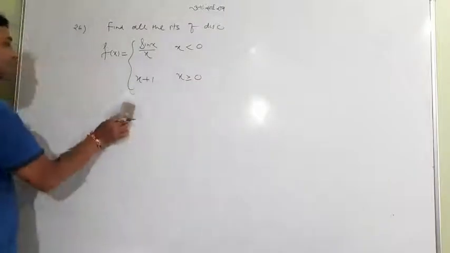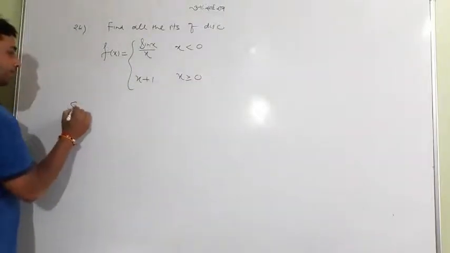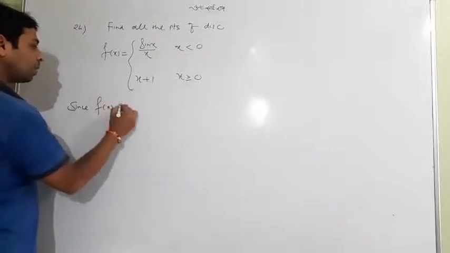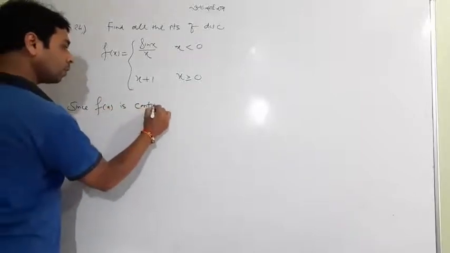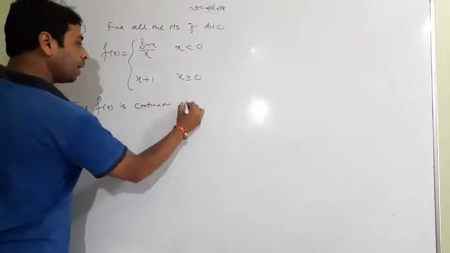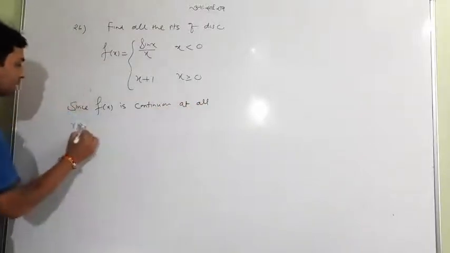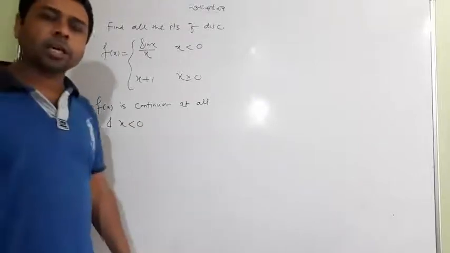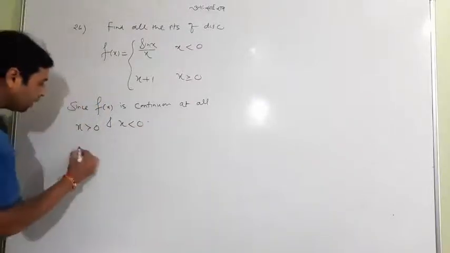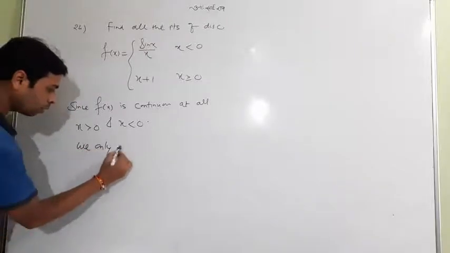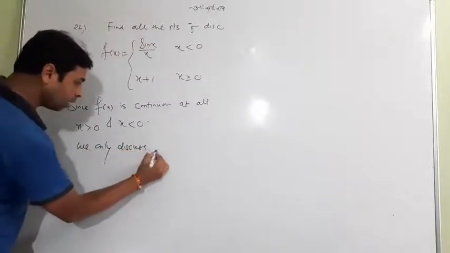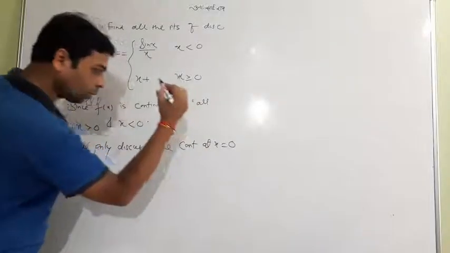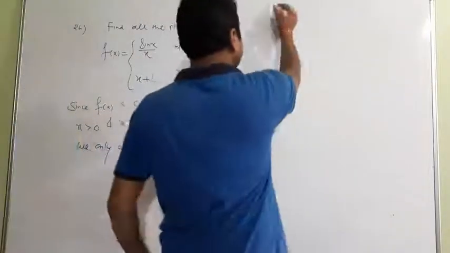So I would just write here: since the function is continuous at all x greater than 0 and x less than 0, we don't have to find these continuities, but only discuss the continuity at x equal to 0. And for that we will go for two limits.